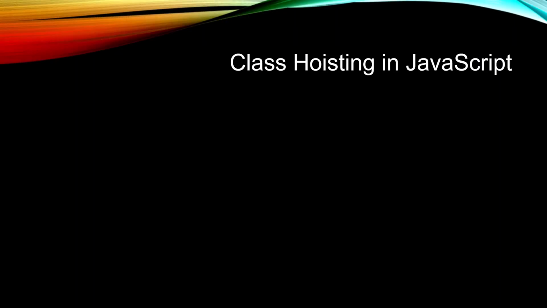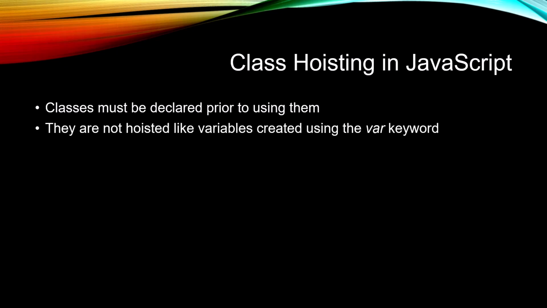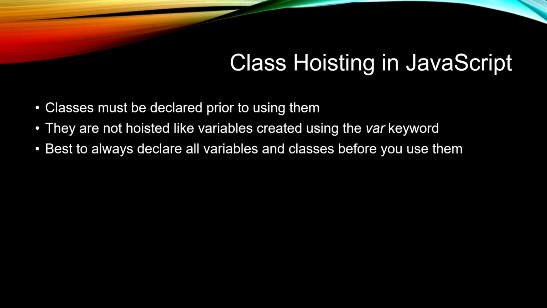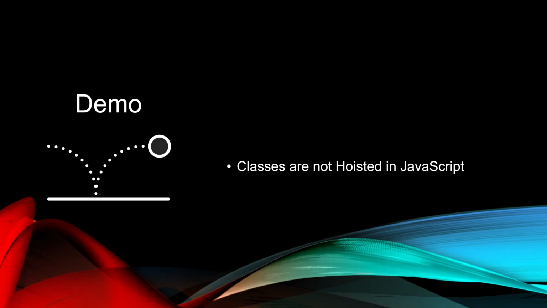Classes in JavaScript are not hoisted. That means that you must declare them prior to using them. So unlike variables that are created using the var keyword, they are not hoisted. So it's best to always declare all variables and classes before you use them. Let's take a look at an example here.